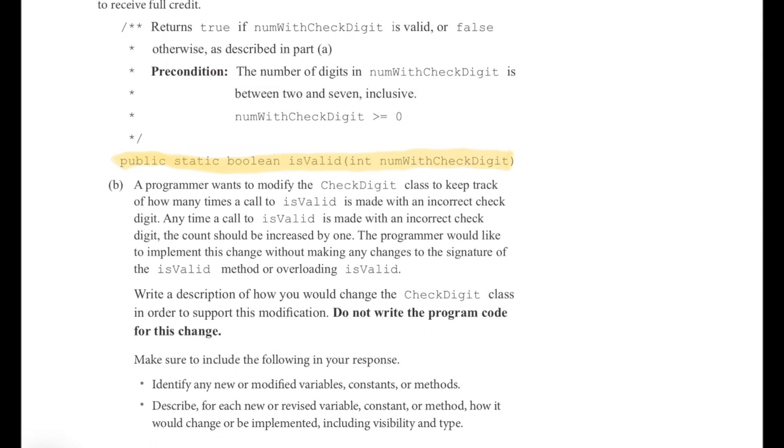The programmer wants to modify the CheckDigit class to keep track of how many times a call to isValid is made with an incorrect check digit. Anytime a call to isValid is made with an incorrect check digit, the count should be increased by 1. The programmer would like to implement this change without making any changes to the signature of the isValid method or overloading isValid. Write a description of how you would change the CheckDigit class in order to support this modification.